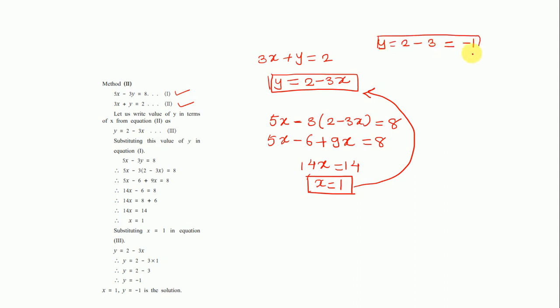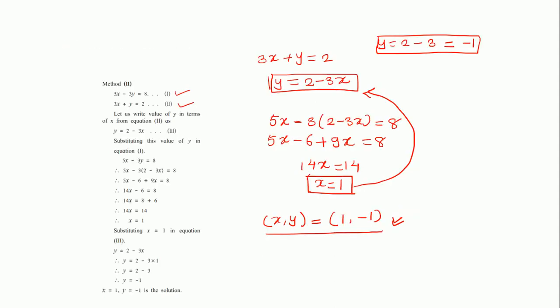Okay, so you can solve by method number 1 or method number 2, whichever method you feel is easy. You will get the same answer. So the value of x is 1 and the value of y is minus 1. So this is the final solution of this simultaneous equation. Okay, so these are the two methods. You can solve this question by any method.